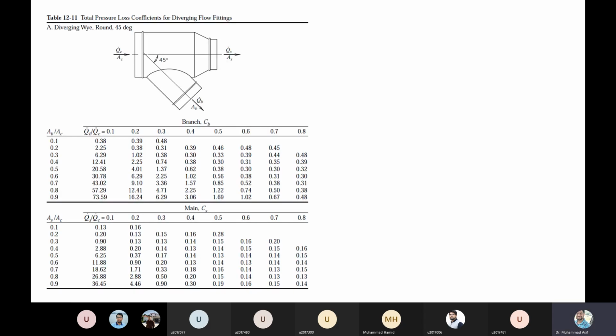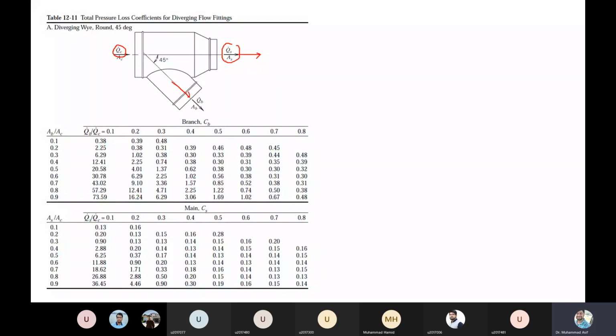Now this is an example of a divided fitting. This is called a Y fitting. For a Y fitting, what you need is the flow rate. For example, QC is the flow rate entering the duct, and this is the supply. This is the branch, B for branch. This is the main supply.